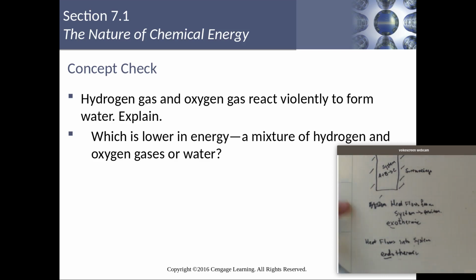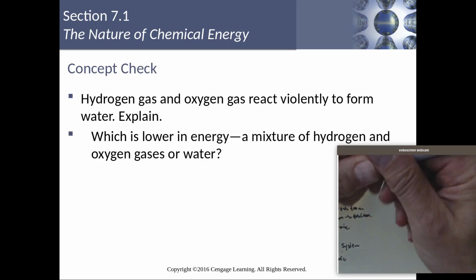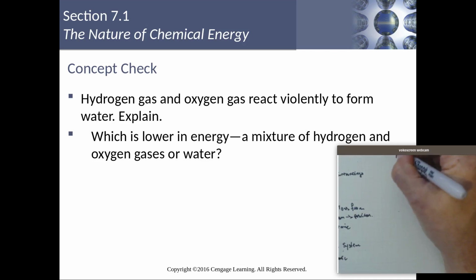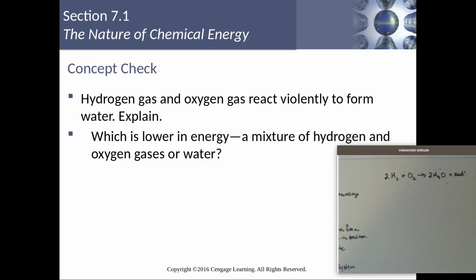Let me write this down perhaps. So, 2H2 plus O2 gives 2H2O, plus a lot of heat. A lot of heat is given off in that particular reaction, and that's an exothermic reaction.